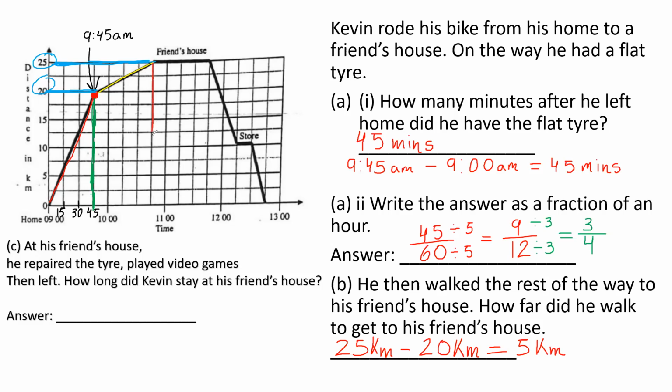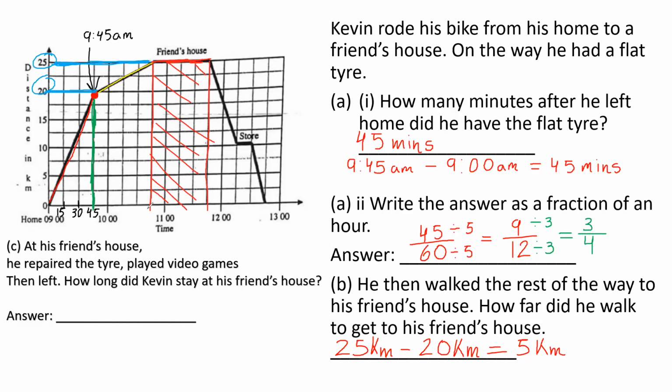So this is when he got to his friend's house. Now, how do we know that he's at his friend's house? What's the hint? He's at rest, right? So the hint of that is it's a what? A straight line, right? So this straight line means that he's at his friend's house. So we take all of this duration, this whole duration of time. That represents the time that he's at his friend's house.